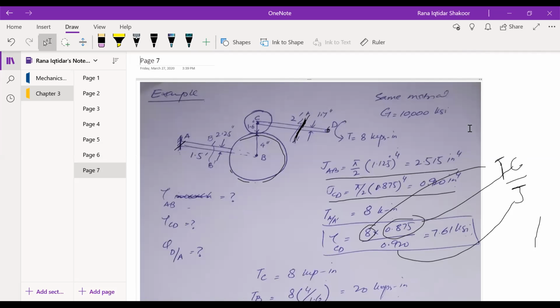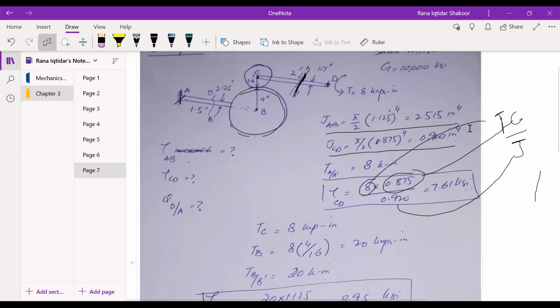Now the torque that is being applied at C is 8 kips per inch. This is the torque. I am not talking about the torsion, but the torque that is coming at C. Now my question is, will that be the same torque at point B?